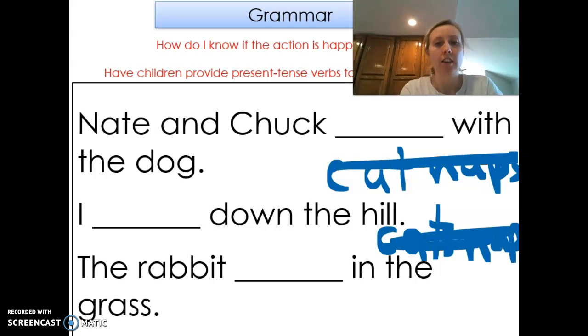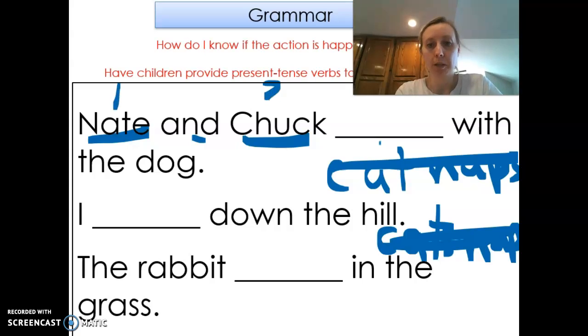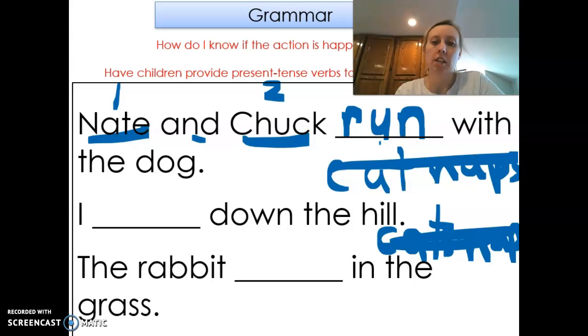Okay, so let's look at this. Nate and Chuck blank with the dog. Do we have more than one person? We do. We have 2 people, so we're not going to add the S. We could say Nate and Chuck run with the dog. Okay, let's look at the next one.